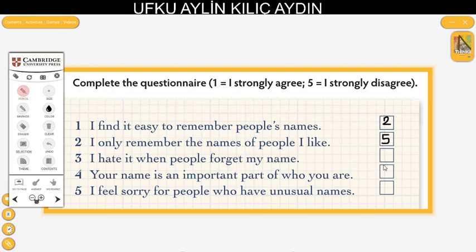I hate it when people forget my name. Actually, people don't forget my name, they just mispronounce my name. That's why 4. Your name is an important part of who you are. Yes, I strongly agree. I feel sorry for people who have unusual names like me, Ufku. Nobody understands. Everybody pronounces my name wrongly. It's really sad. I strongly agree.